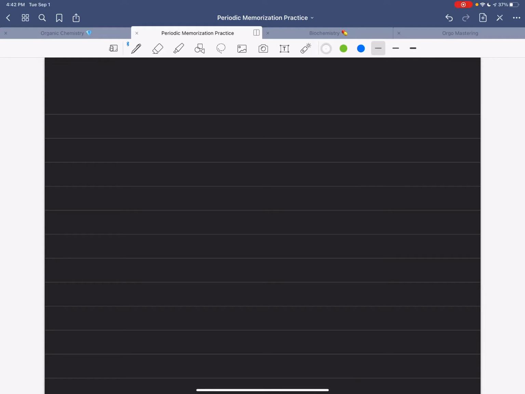So I'm going to teach you how to reproduce all of the things we need to memorize for the periodic table quickly. Not necessarily quickly, but I'll show you the tricks that I use. First of all, you need 18 columns and 4 rows. So you want to draw that out as best as you can. That's where you're going to start.